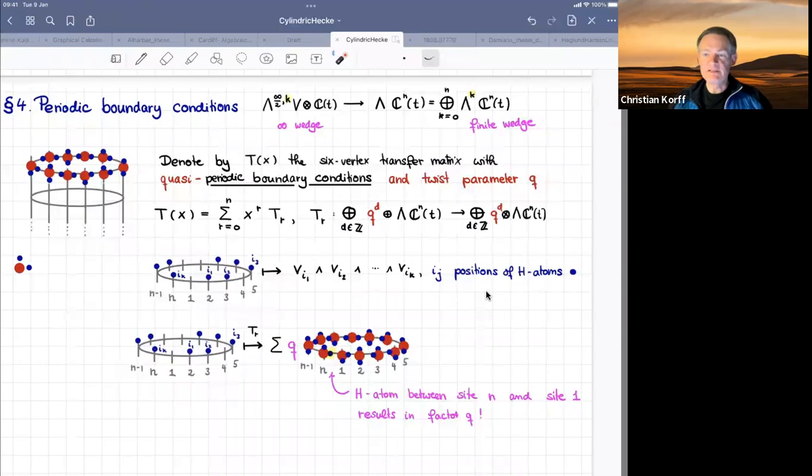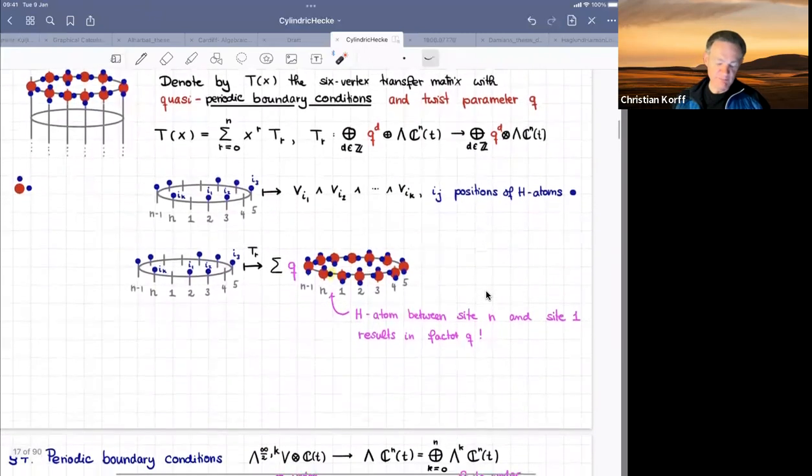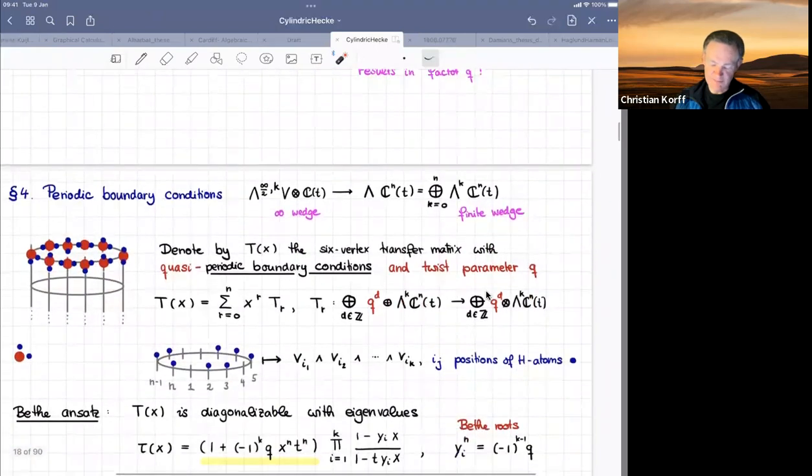I probably needlessly said this in a very complicated manner. So the q is basically just counting how often you go around your cylinder. So think of the q as just keeping track of a possible winding number, because we have now a topologically non-trivial lattice. That's all the q does. Okay, that's actually all I wanted to say about this. So we're taking this transfer matrix.